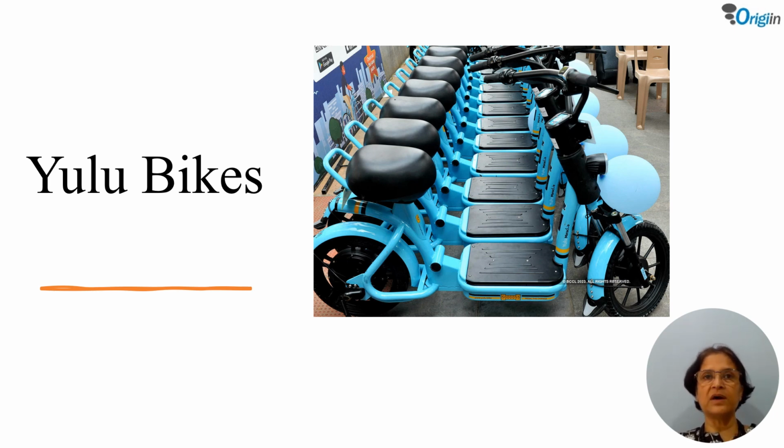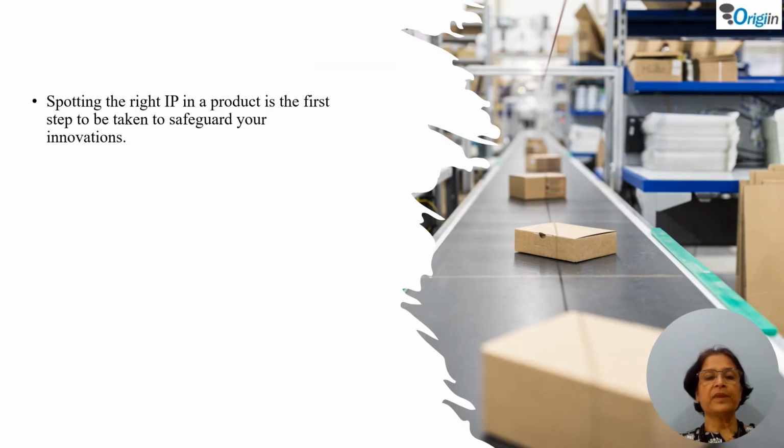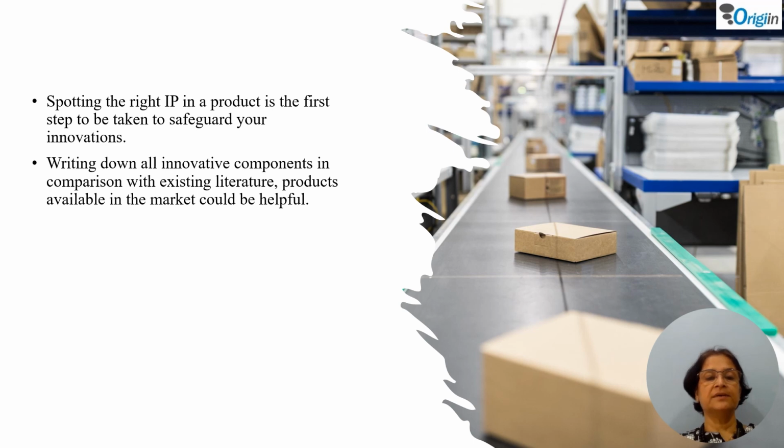And I feel now, if you look around and see in your room itself, you'll see products where the look and feel is also good, functionality is also good, design is also good. And sometimes the brand name is also good. So that way, one product can have multiple intellectual properties, and that's how you have to spot intellectual properties in your product, and holistically protect all of them, so that there is no risk of leakage of intellectual property. So spotting the right intellectual property in a product is the first step to be taken to safeguard your innovations.